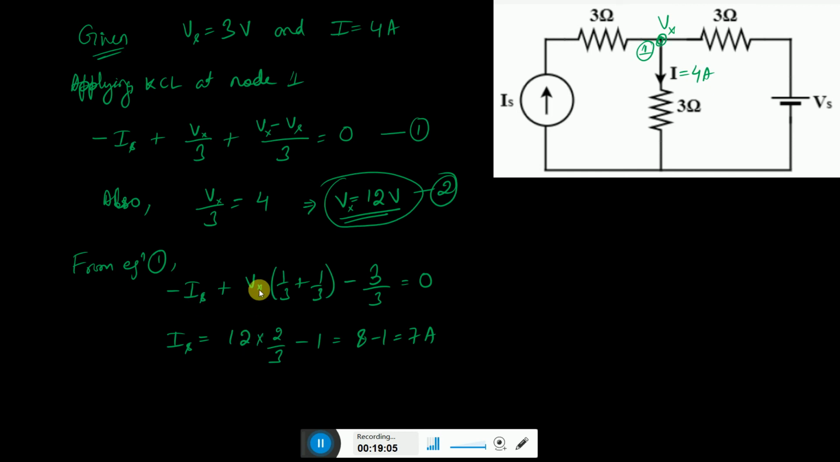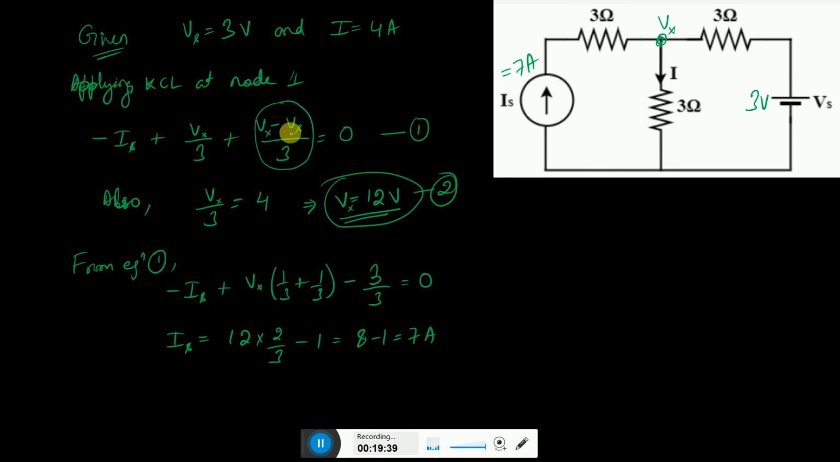We put the value of Vx is equal to 12, and this 3 by 3 is 1. So we get here 8 minus 1, 7. So the value of Is is now equal to 7 ampere. Now we have got 7 ampere, so we don't need this again. Now what is given is this is 3 volt as it is. Now you just need to ask what is the value of I. Anyone can find the value of I.